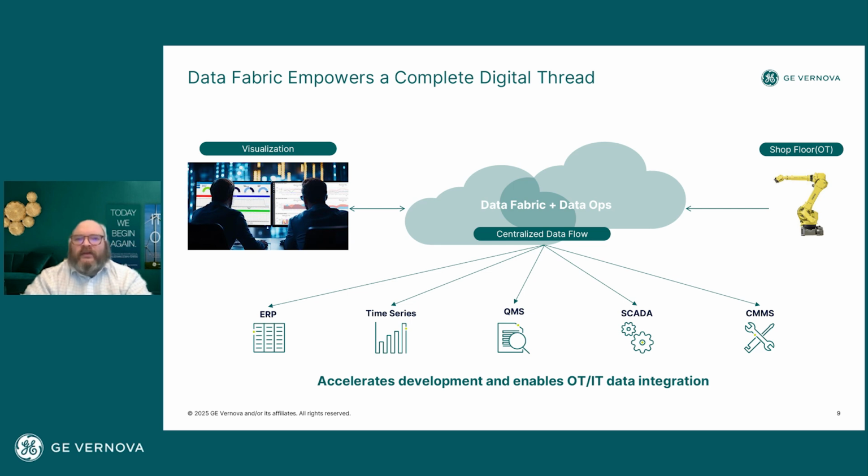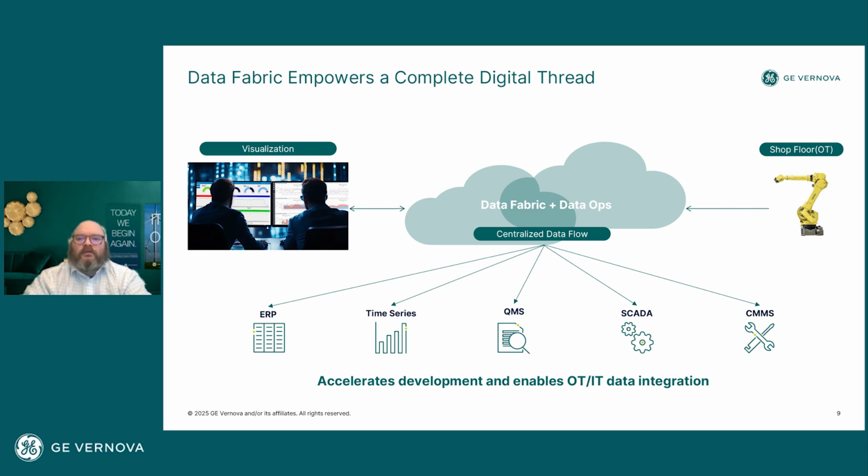You have the threads coming from your ERP system, your time series, your quality, your SCADA systems, maintenance and management systems, shop floor, and then out to visualization. Everything comes together in the form of the data fabric and data ops. Data ops is getting the flow correct. We're coming in and we're going out. Each of these can feed in, but also consume, which is really very interesting.